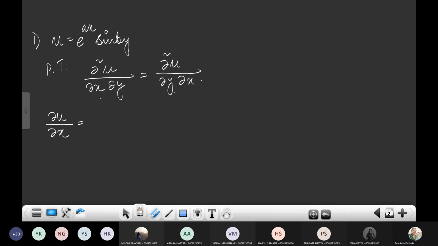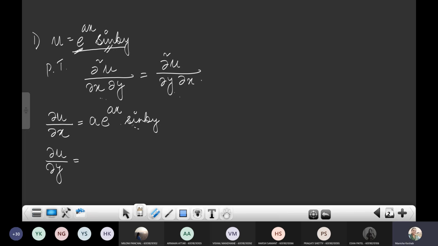So del u del x means what? We will differentiate this with respect to x. Here if you see, this part is a function of x and this part is a function of y. So whenever we are differentiating with respect to x, y will behave as a constant. So differentiate e power ax, that is a into e power ax, and then sine by will behave as a constant.